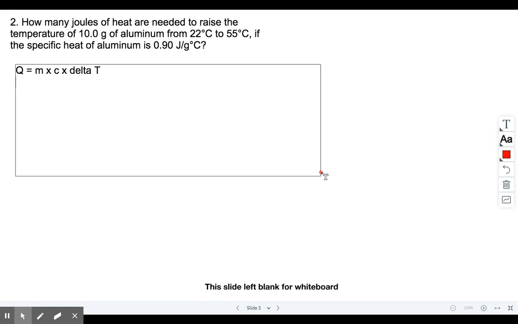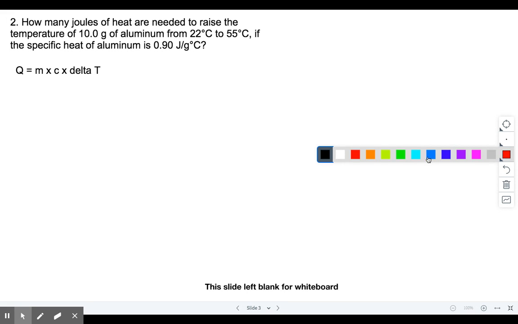Okay. And let's look at my question. So I want to see what I'm looking for. So it says, how many joules of heat right here? So that's what I'm looking for. I'm looking for the joules of heat, and that corresponds with my Q. Q is my amount of heat in joules, so that's what I'm looking for.